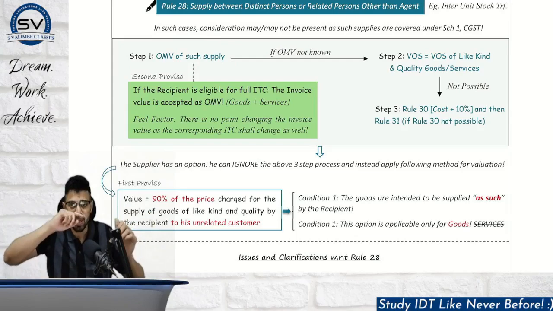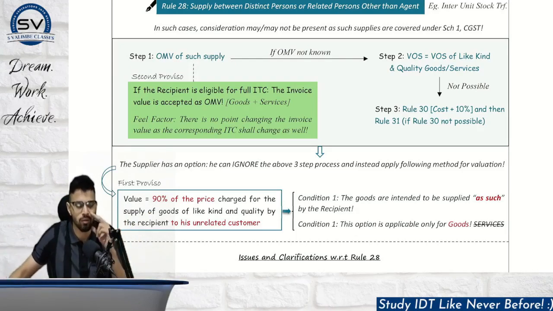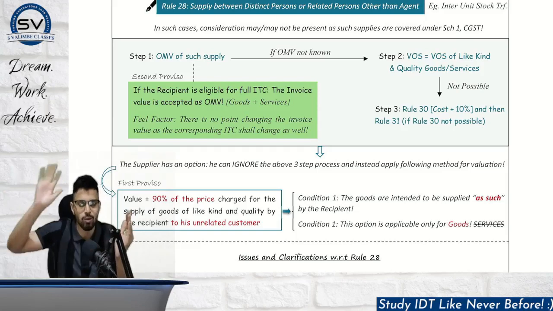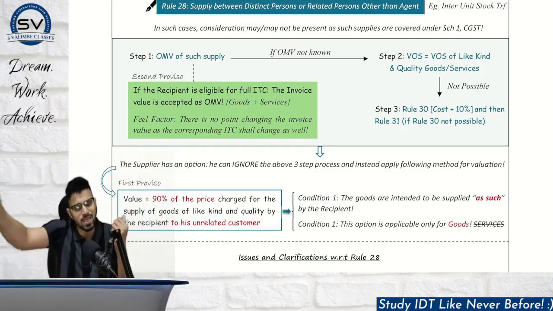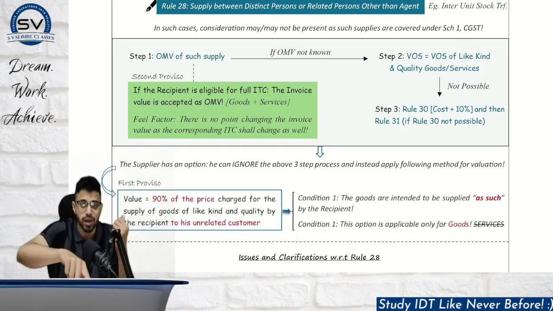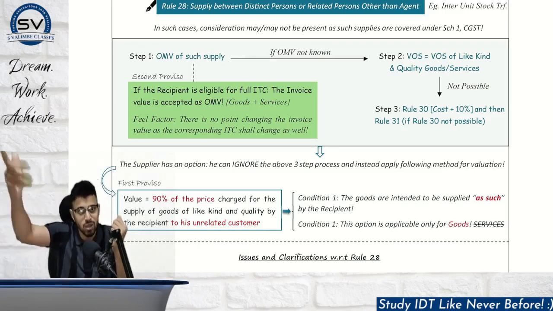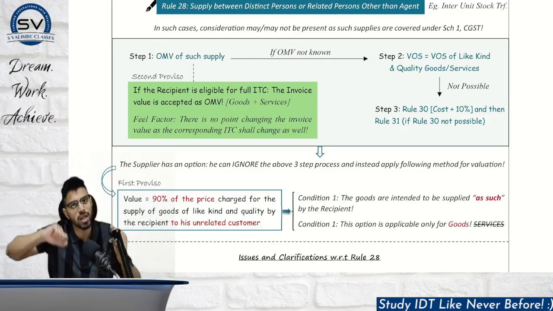What is the logic? The logic is that GST law is thinking, what is the point of changing the open market value of supply? Let's say open market value of the supply was 10,000 rupees, but the invoice charged only 3,000 rupees. If the government and GST law comes and says, no, please increase the value of the supply to 10,000, what is the point of it? Because corresponding ITC will also increase. That's why they have put the condition that the recipient is eligible for the full ITC. So if 3,000 is increased to 10,000, GST on 7,000 will also increase. That person will take additional ITC.